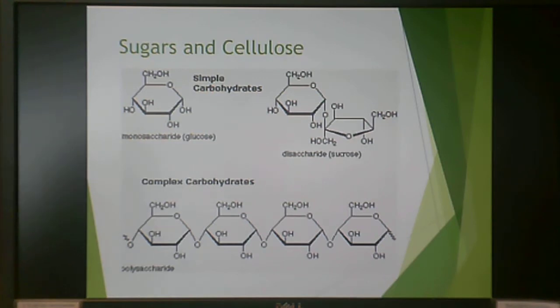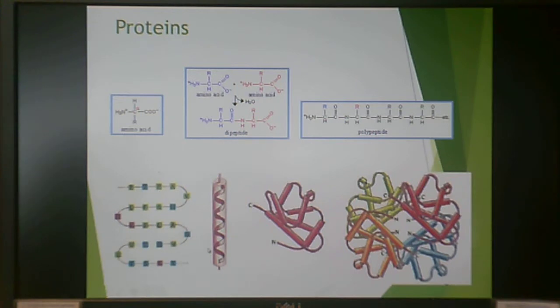Sugars and cellulose are also used as either monomers or precursors. So here we have a monosaccharide, this is glucose. Here we have a disaccharide, and this is sucrose or table sugar. And then we have complex carbohydrates. So this is a polysaccharide, so multiple saccharide units. And this one shown here, I believe, is starch.